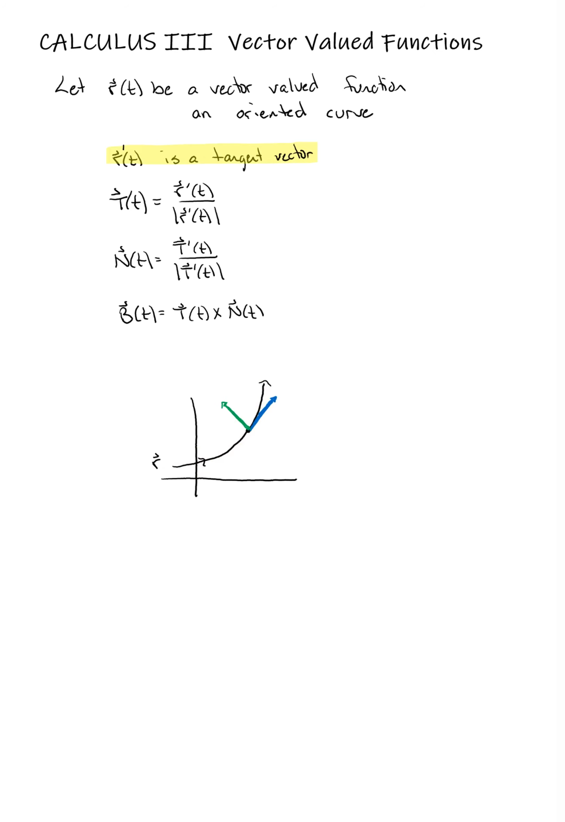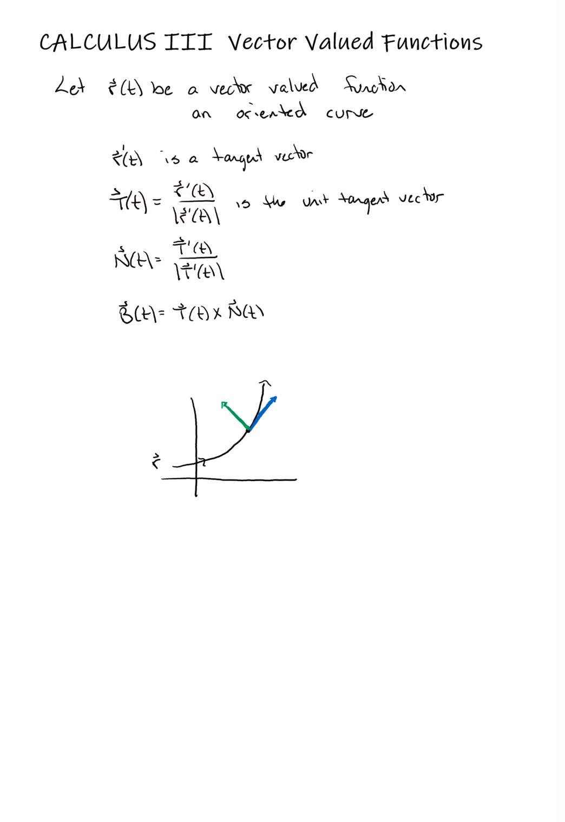Now we have a special type of tangent vector. Notice if I take r prime and divide it by the magnitude, so I'm dividing out the magnitude, it turns out the magnitude becomes 1. We call that t, and t is formally known as the unit tangent vector. So we have r prime, which is just any old tangent vector, but t is the unit tangent vector.